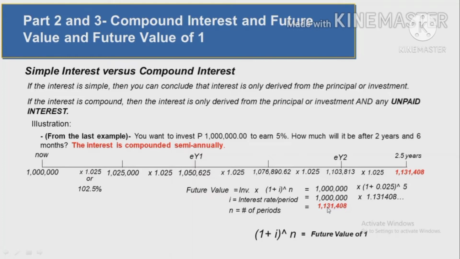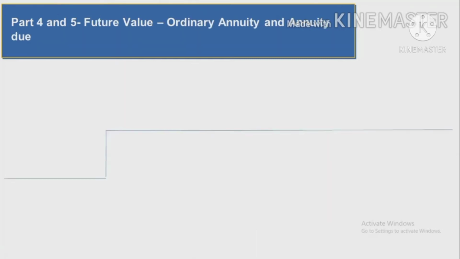So if you know the future value of 1, then it doesn't matter how many years is the maturity date for investments or debt, you can solve it easily. That is why the timeline is sometimes called the long cut and this one is the shortcut. So that's it for part 2 and part 3. Part 4 and part 5 are all about future value of ordinary annuity and annuity due. So it will be better if we go directly to the illustration.